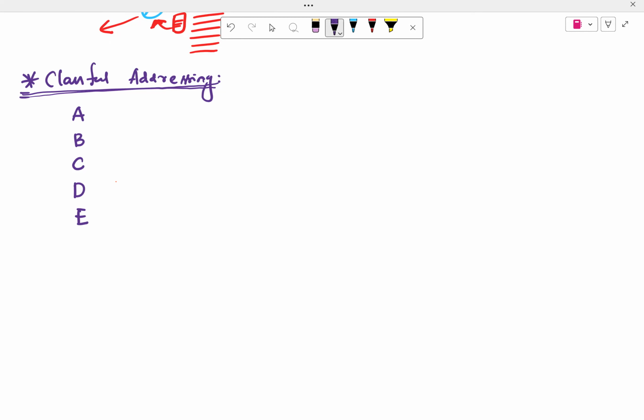It starts with 0, and the first 8 bits are dedicated to the network. So let me just draw it like this. The first 8 bits are the network, and then the rest is host, host. This is 8, 8, 8, 8.